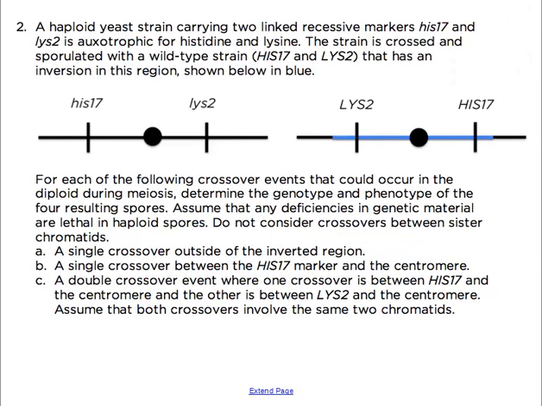Problem 2. A haploid yeast strain carrying 2 linked recessive markers, His17 and Lys2, is auxotrophic for histidine and lysine. The strain is crossed and sporulated with a wild-type strain, dominant His17 and dominant Lys2, that has an inversion in this region shown in blue. So, as you can see as the inversion region shown in blue, this is a pericentric inversion, which means that it includes the centromere.